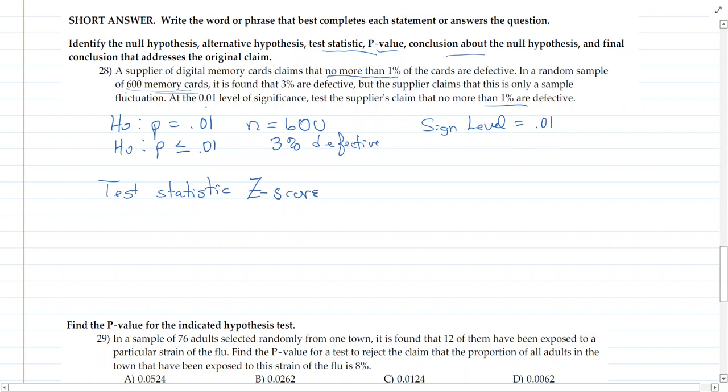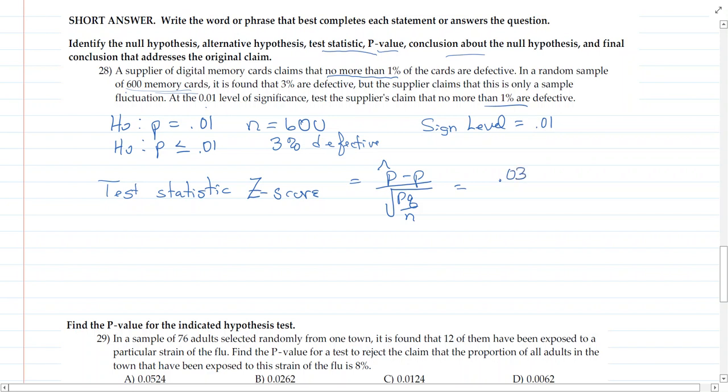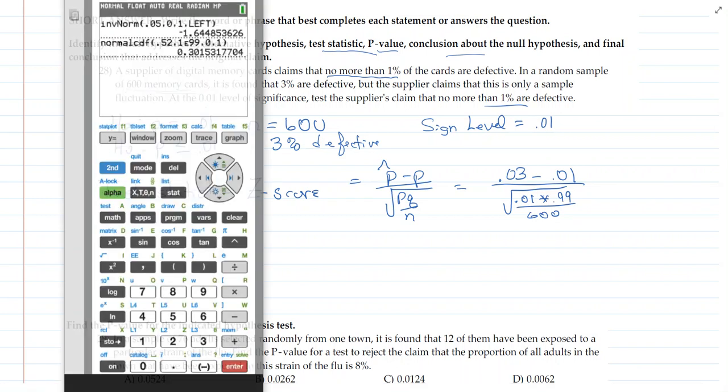Because it's a proportion, we're going to have our p hat minus our p, divided by the square root of pq divided by n. That's our standard deviation type on a proportion, and we're looking at what our test statistic is. So our p hat is our sample, which was 3%, minus our p, which is 1%, divided by the square root of 0.01 times 0.99, which is 1 minus 0.01, divided by that 600. All right, so let's do it on the calculator.